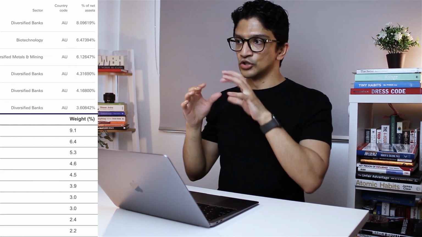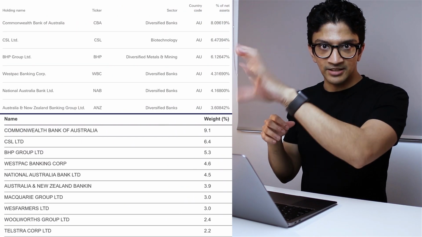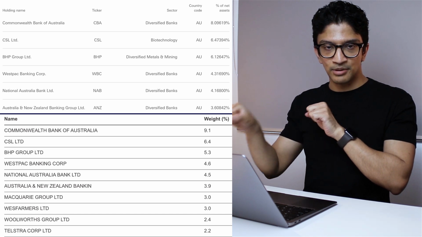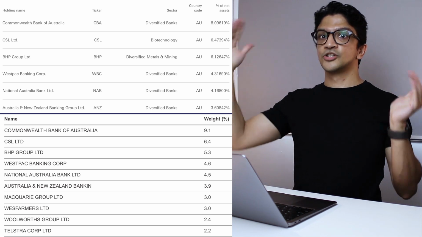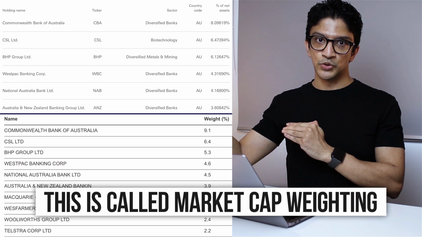And the list not only has the companies, but it also has the breakdowns. Should you put 5% of your money in this company and 4% of your money in this company? Broadly, what they do is the larger the company, the more money they'll put into it.